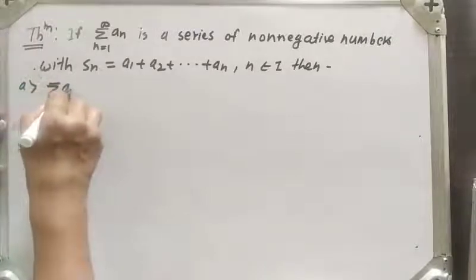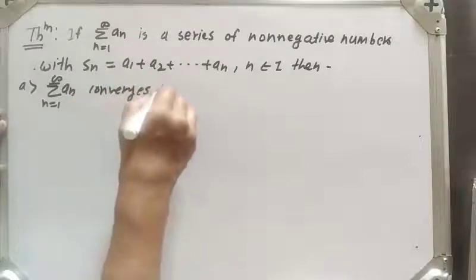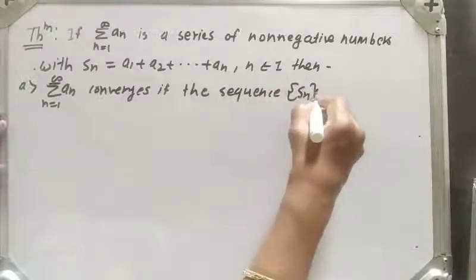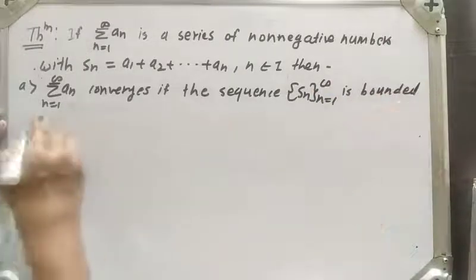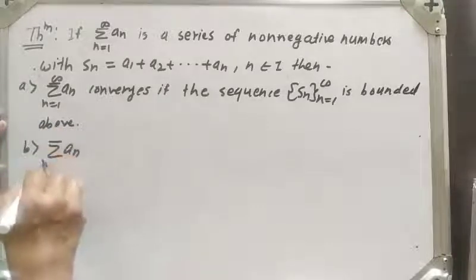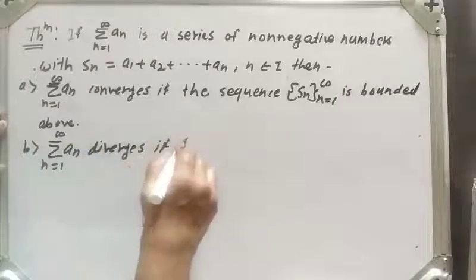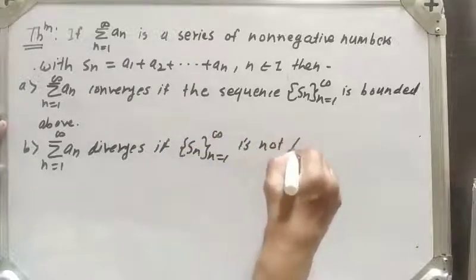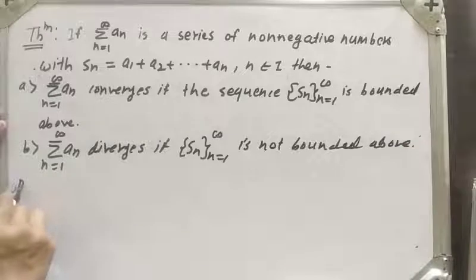A part: series an converges if the sequence Sn, n varies from 1 to infinity, is bounded above, and B part: series an, n varies from 1 to infinity, diverges if the sequence Sn, n varies from 1 to infinity, is not bounded above. Okay, so let us prove it.